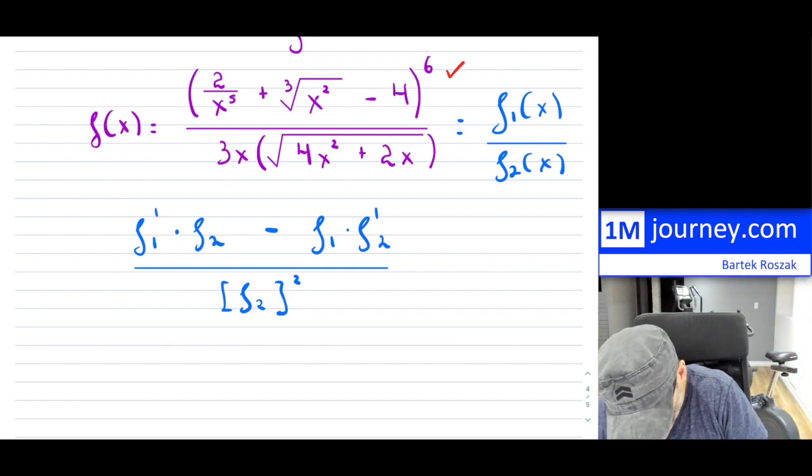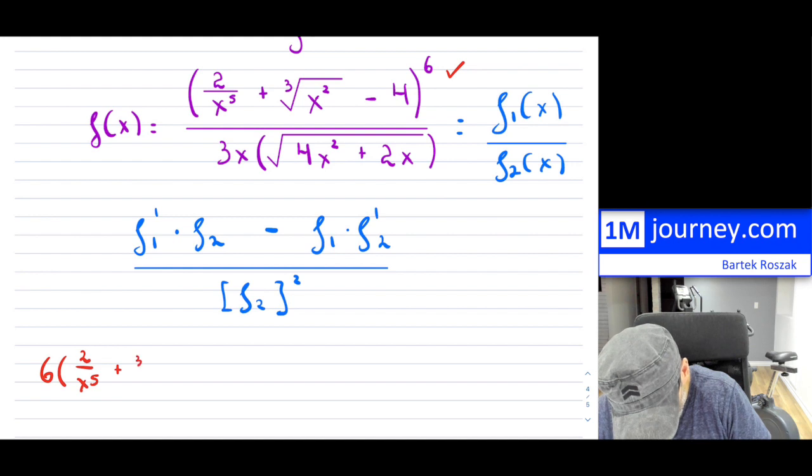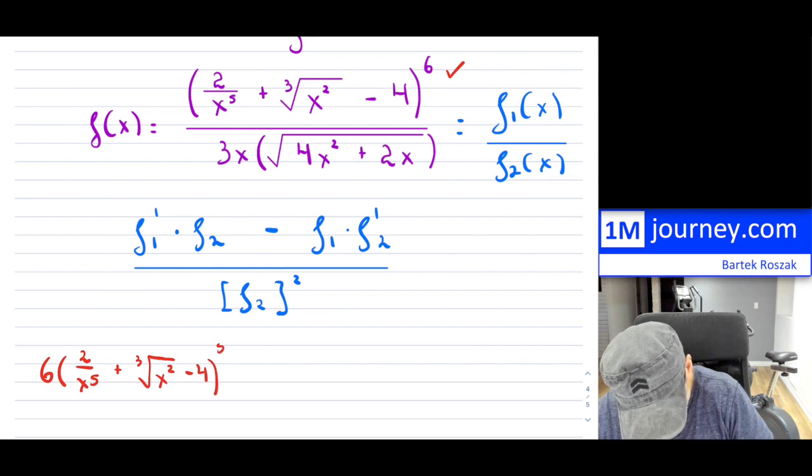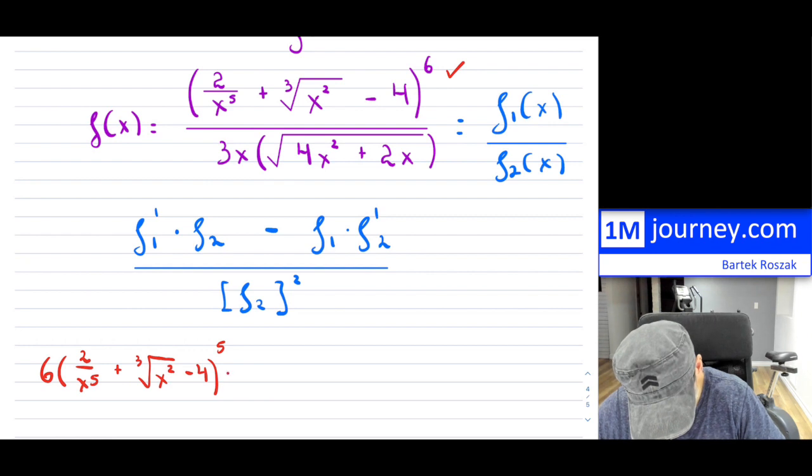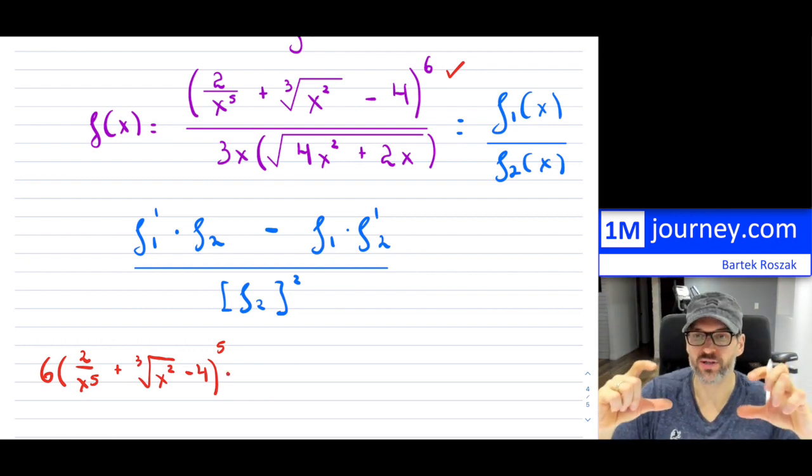So what this will be is 6 comes in front. I have this entire junk, which is stuck here. So plus, I'm going to just rewrite the whole thing. This is x squared minus 4. And this is now going to be to the 5. But this has to be multiplied by whatever is inside.